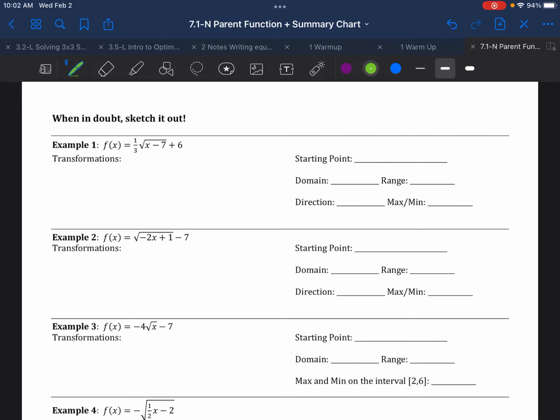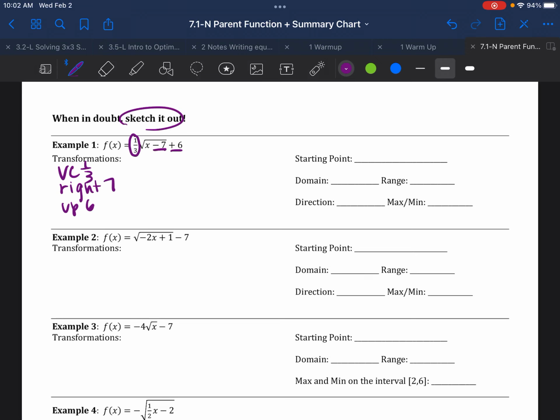All right, so now we are going to look at some examples. So example 1, first we're going to list the transformations. Starting in order, we have a vertical compression by 1/3, a right 7, and an up 6. Now, when in doubt, sketch it out. I always sketch it out.